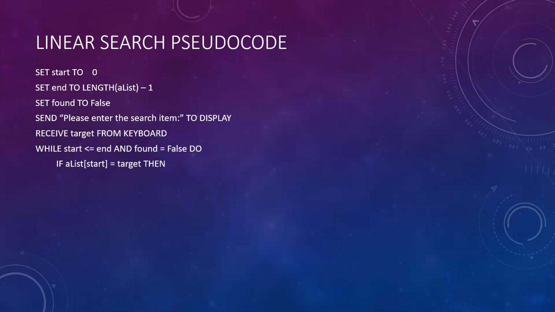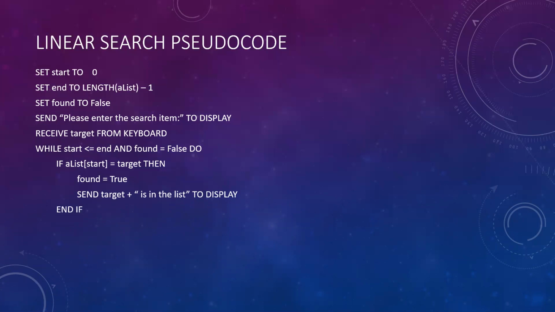So if list[start], that means position 0, is equal to the target, the item we want to find out, then what will it do? It will give the value true in the found variable, and then it will say the target is in the list. Target means the number that we are trying to find out. It will say yes, it is in the list.